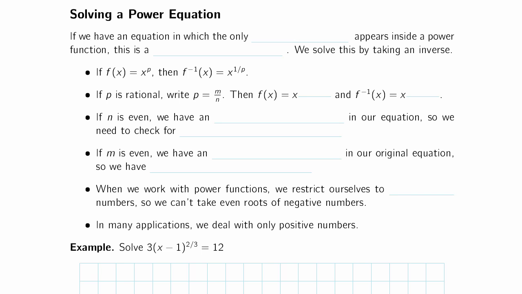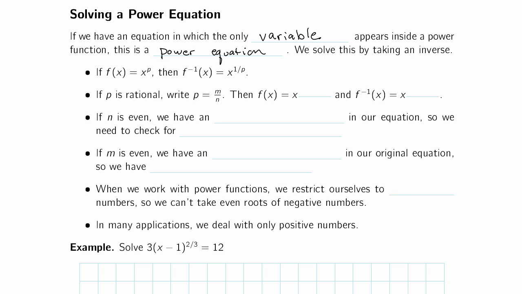If we have an equation in which the only variable appears inside a power function, we can call that, if we like, a power equation. Continuing the trend of naming equations after the kind of function our variable appears in. And like many equations, where our variable appears in some sort of function, we get it out of there by taking an inverse.